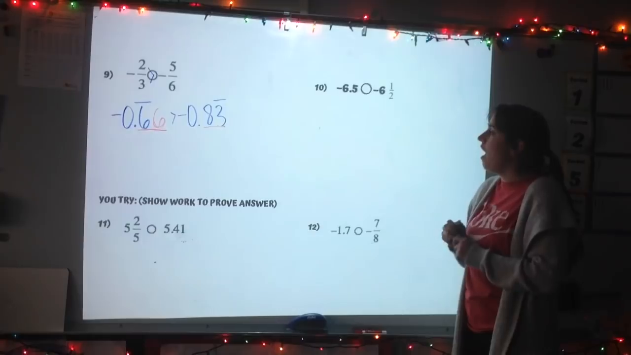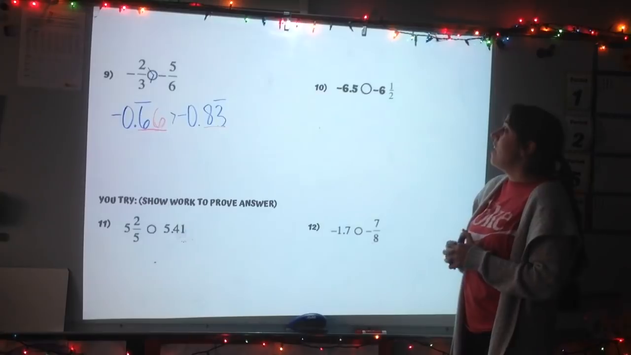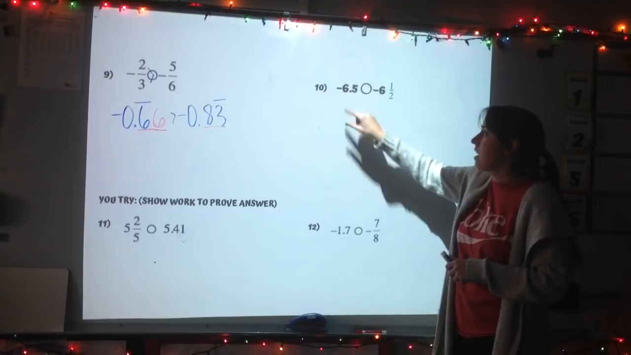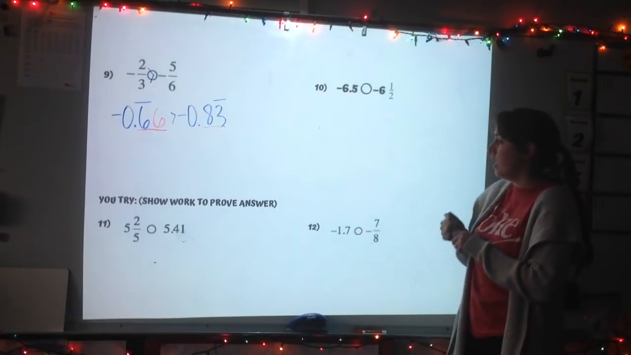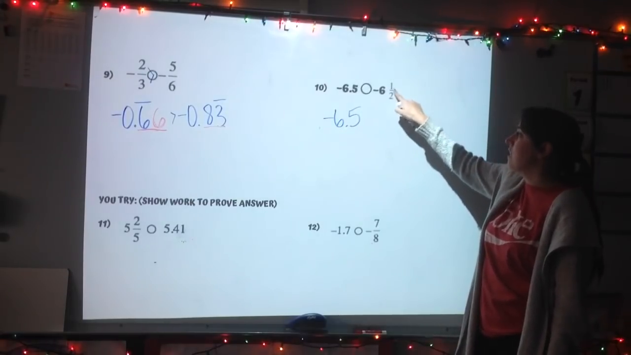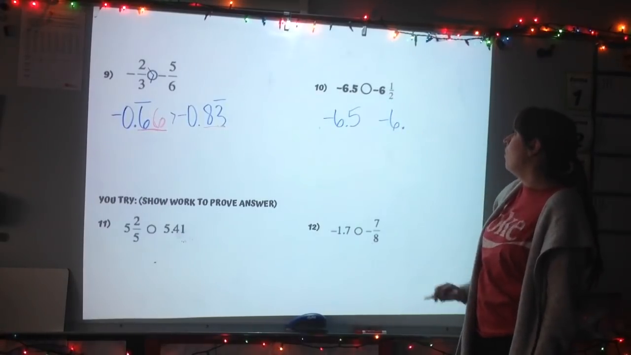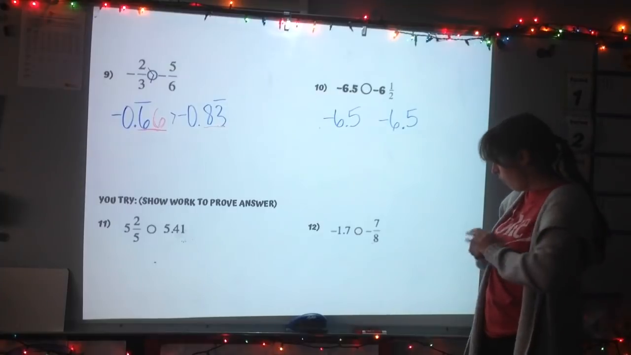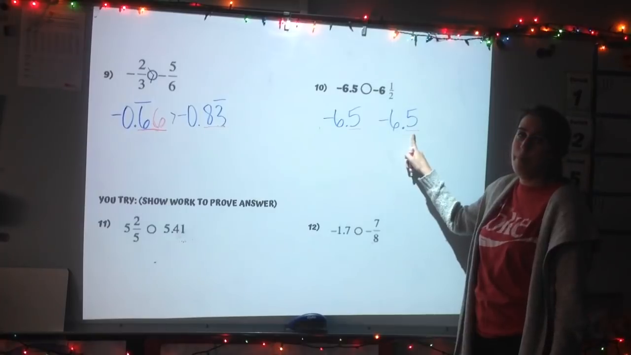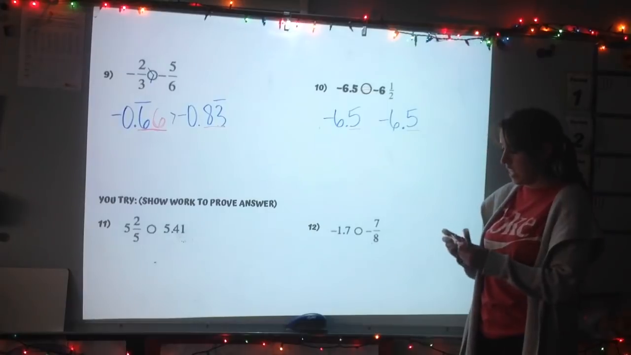Last one, and then we're going to have you work on the you tries. We got negative 6 and 5/10, and then negative 6 1/2. So we're looking at the signs. They are both negative, so we can't use that to compare. They have the same whole number, so we do need to convert. This one's already a decimal, so I'm just going to rewrite it. And then negative 6 1/2. Again, use your conversion chart. 1/2 converts to 5/10. So now we got to make sure they have the same number of values after the decimal. They both have one number. If we look at it, we have 5 and 5. They are the same, so they are equal.